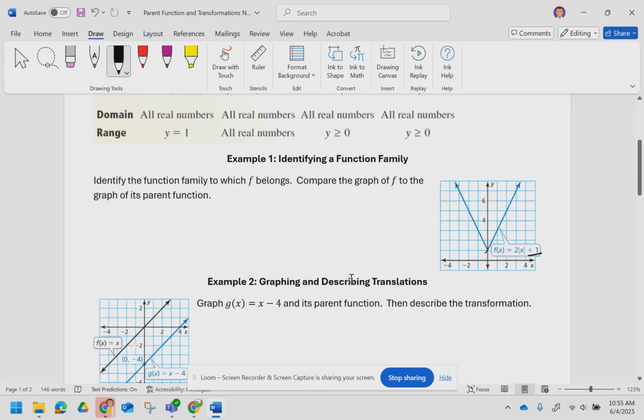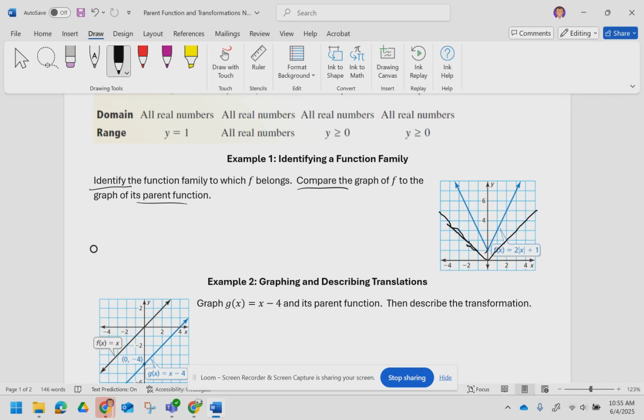All right, so let's look at this first example. We want to identify what function family this belongs to. Then we want to compare it to the parent function. I'm going to go ahead and graph the parent function right on here for us. All right. So there's our parent function, and we want to see how things have changed with this.